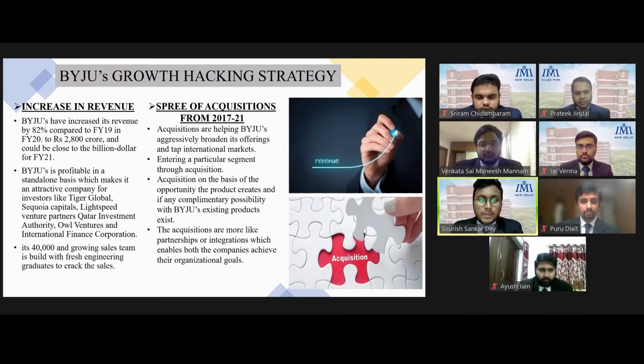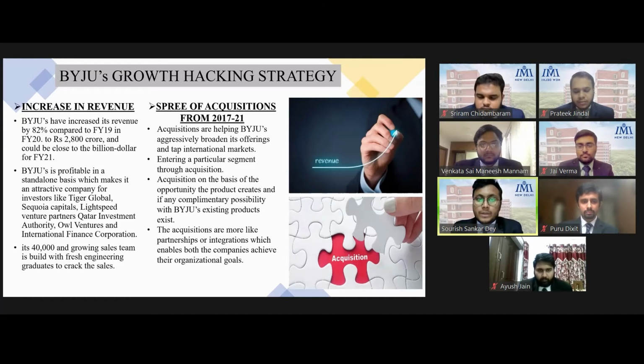And this makes Byju's a profitable company on a standalone basis, which also makes it an attractive company for investors like Tiger Global, Lightspeed Ventures, and etc. This increase in revenue was actually possible because of the more than 40,000 sales executives that work with Byju's. These sales executives are basically fresh engineering graduates who crack the sales for Byju's.